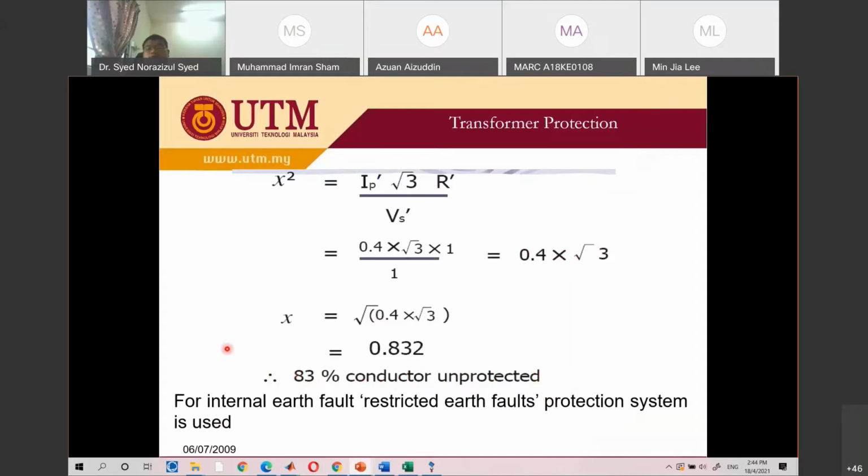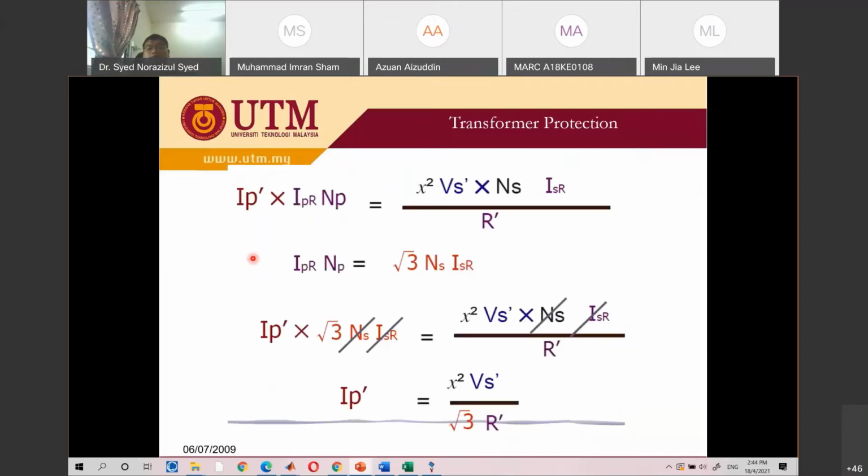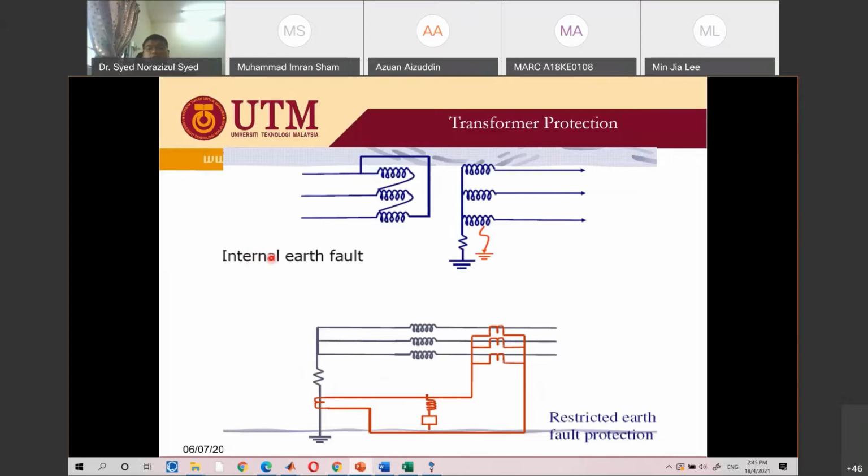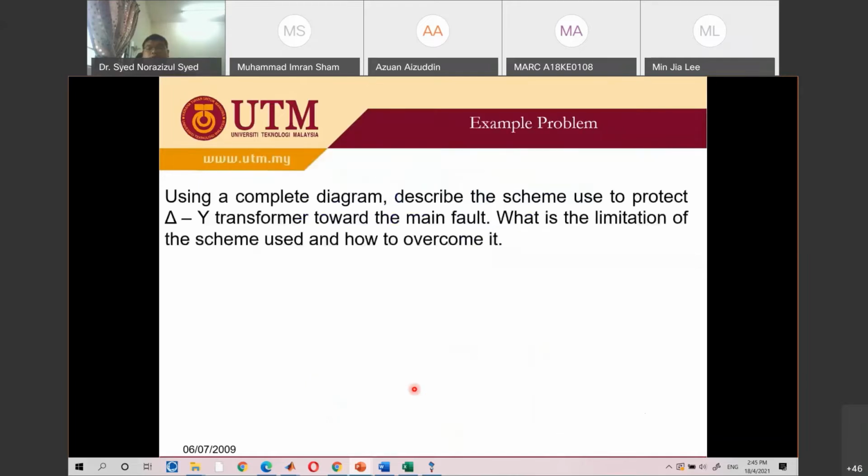Basically the REF only covers 83% of the protected zone. There is a lot in how they derive this formula, so you have to look back at this part. In order to make sure that a fault at this winding is detected, they use what we call REF, restricted earth fault protection. We just recall that we mentioned this previously. So this is the example.